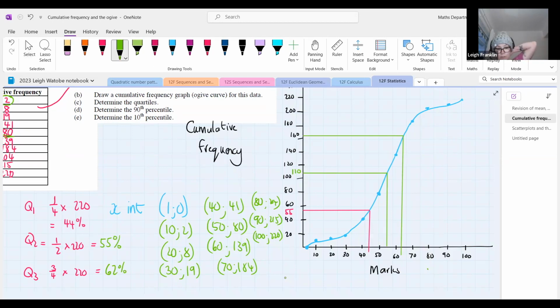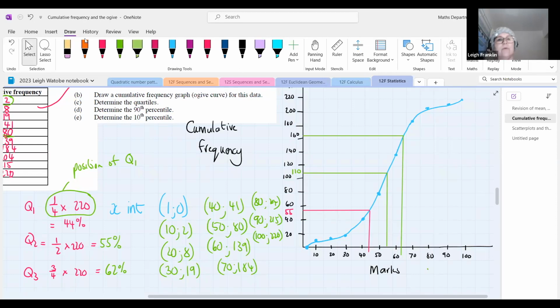So what we are doing is, when we are doing 1/4 of 220, we are finding the position of the lower quartile. This is the position of the lower quartile, so that's on the y-axis. If you want to know what the lower quartile is, the lower quartile is a mark. It's not cumulative frequency. So that's why you have to find the position of the lower quartile, then go across to your graph and read down to get the value of your lower quartile.